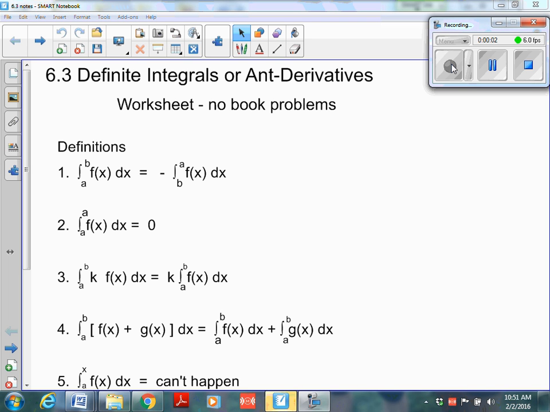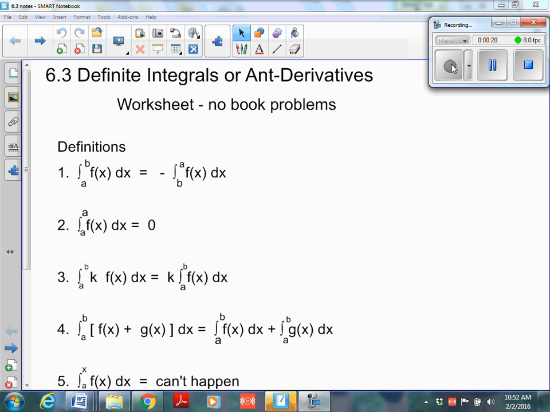Okay, today we're going to learn about 6.3. It's called definite integrals or antiderivatives. Forgot the I, so anti, sorry. We're going to do a worksheet instead of a book assignment. You can either follow along at my notes or you can write in your notebook.